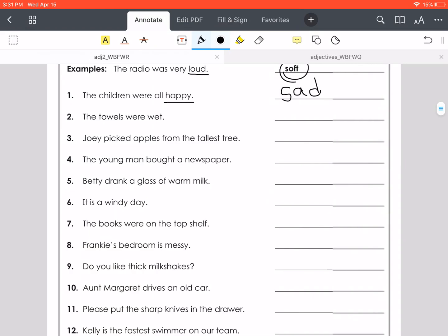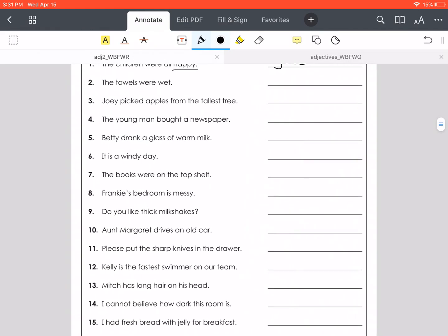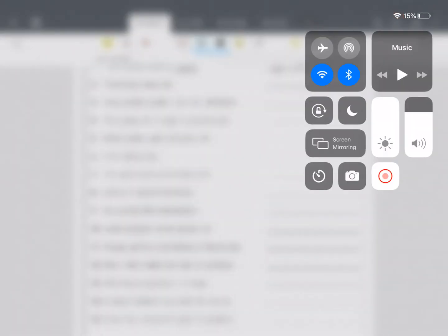Okay, so you're going to go ahead and finish numbers 2 through 15, underline the adjective, and then write the opposite on the line. Thanks. If you have any questions, let me know.